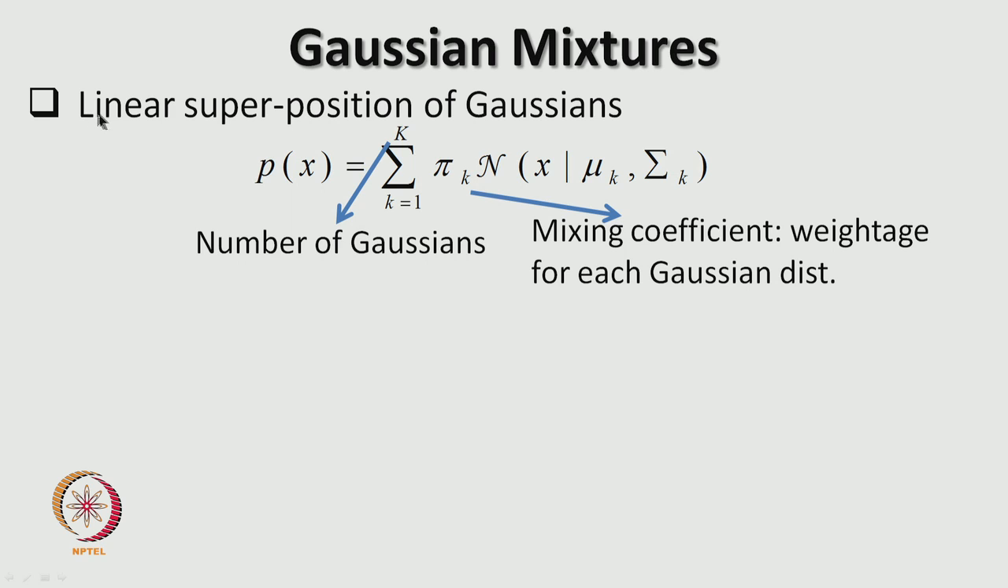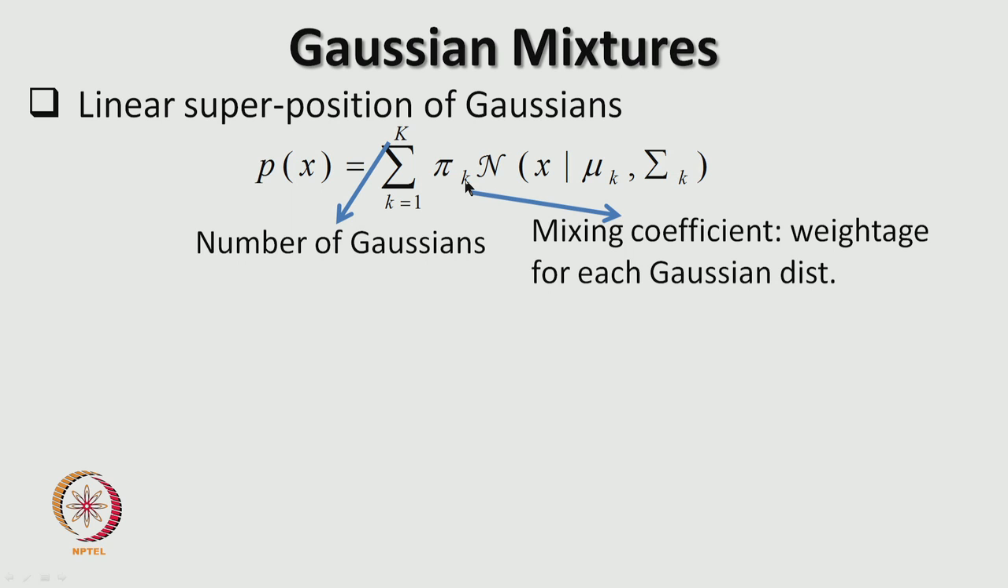This is sometimes called a linear superposition of a set of K Gaussians. Capital K is the total number of Gaussians. Typically K is more than 1, but in a very special case, capital K can be equal to 1, where you have just one Gaussian. The overall probability is now a summation over all K Gaussians, where this pi k is called a mixing coefficient. Hence, we call this the mixing coefficient for the kth Gaussian.